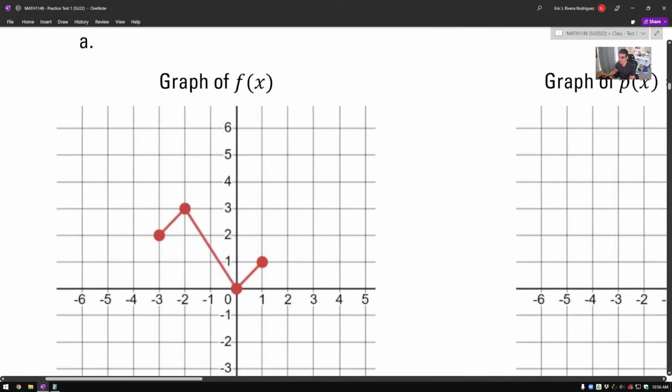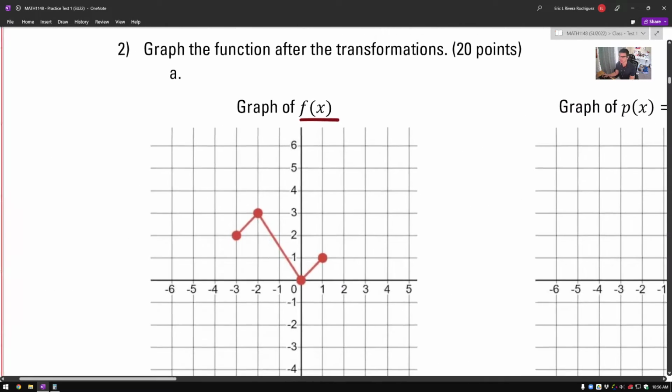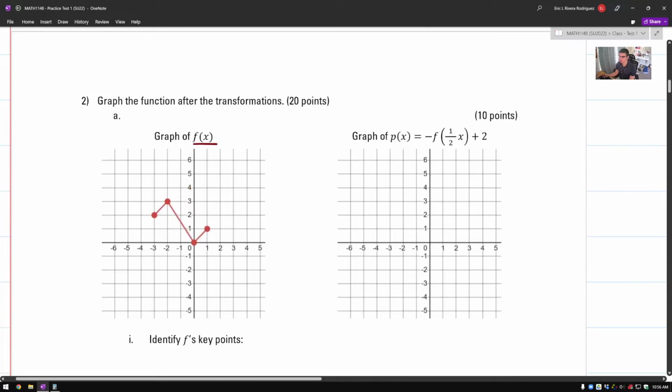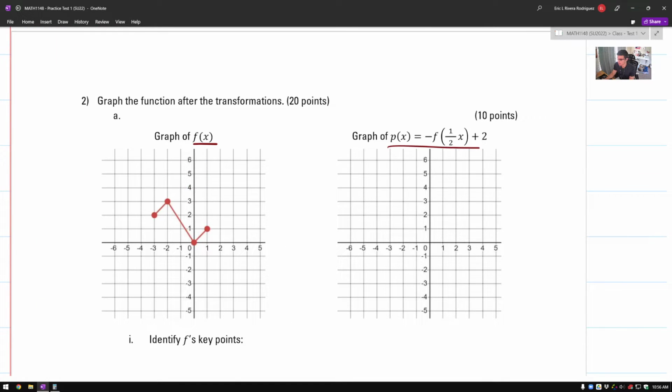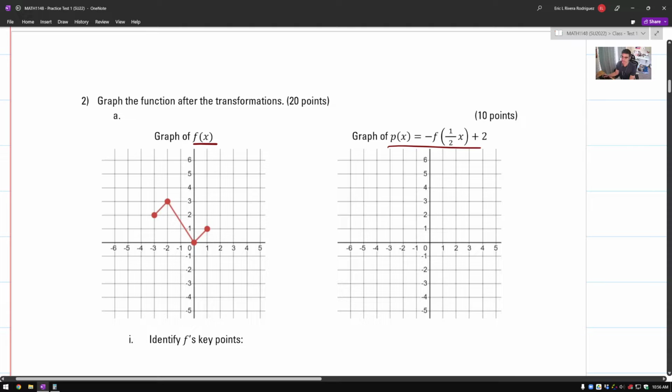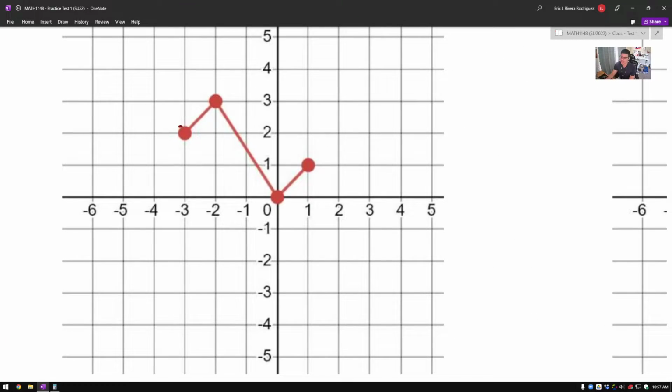Okay. So we have the graph of f, and we have a transformation, right? We need to graph p of x. P of x is based on f of x. The first thing that we are going to do is to identify the key points. The key points are those points that are important for the shape of the graph. So we have this triangular shape here, up and down. So we have 1, 2, 3, 4 key points. 4 points is all we need to draw the shape of this graph.